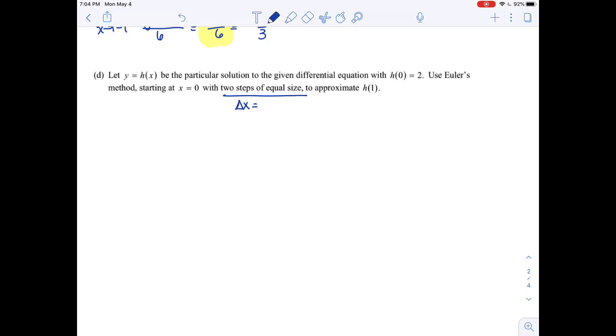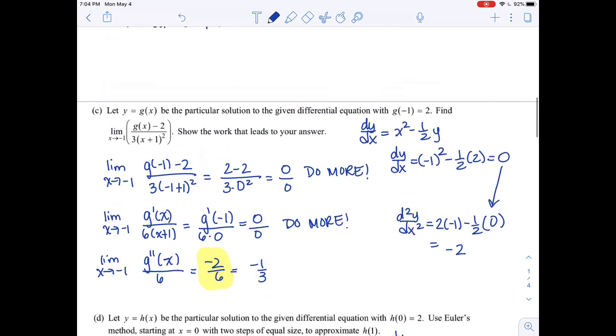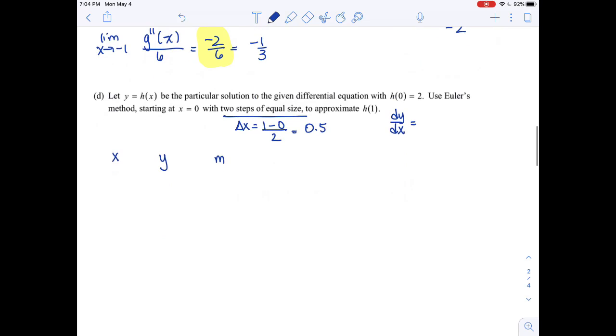So that means that delta x in this case is going to be 1 minus 0 divided by 2, which will be 0.5. If you remember when we did Euler's method, you want to make that table. So x, y, m, which is really dy/dx. So we're going to have to again use the fact that dy/dx was equal to x squared minus 1/2 y.